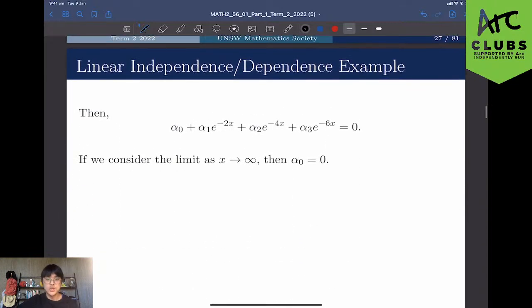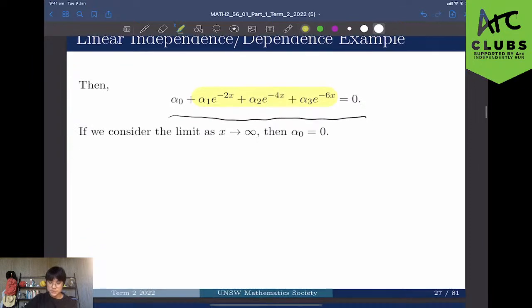And the question asked us to consider the limit as x goes to infinity. So if we just look at what we have here, if we consider the limit as x goes to infinity, all these statements are going to evaporate into 0, because e to the power of minus 2x, as you approach infinity, is going to go to 0, and all the other negative exponents of e are going to vanish into 0. So this is all 0, and this leaves us with alpha 0 is equal to 0. So this means that alpha 0 is 0.